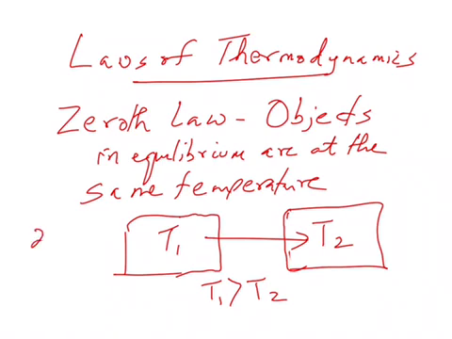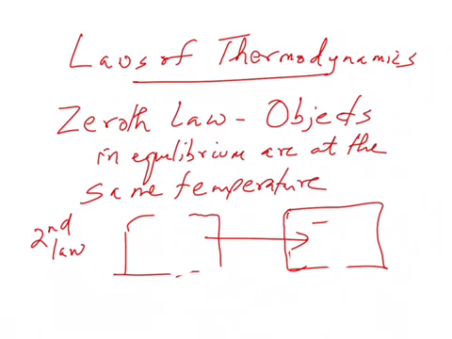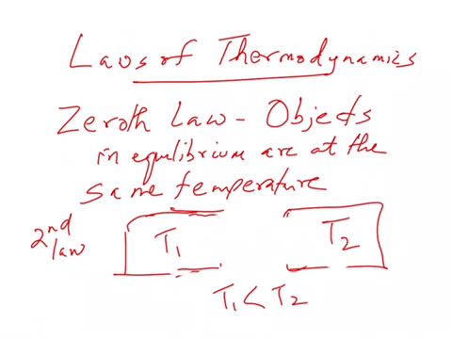This is a result of the second law of thermodynamics, which says that heat cannot flow uphill. So heat always flows downhill from high temperature to low temperature. So for example, if it was the other way around and T1 was less than T2, then we would find that the heat flows the other way. So this makes perfect sense and is consistent with our experience.